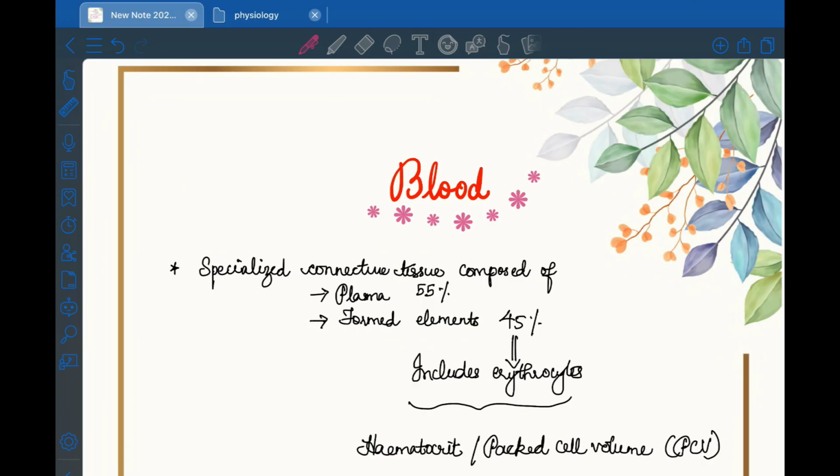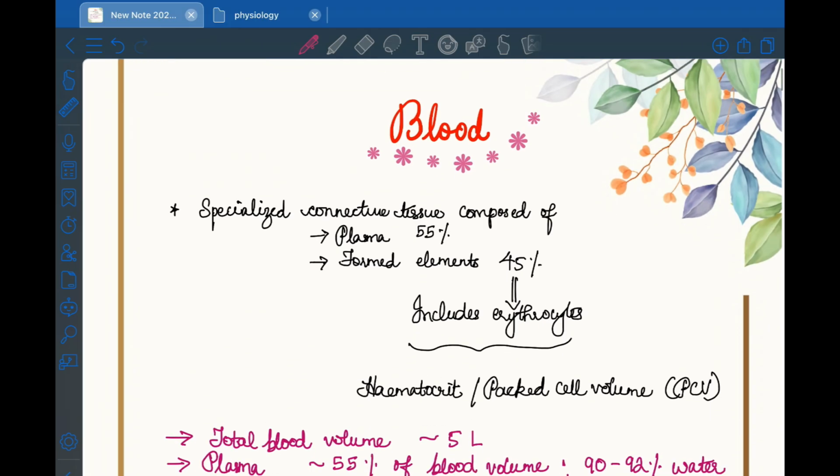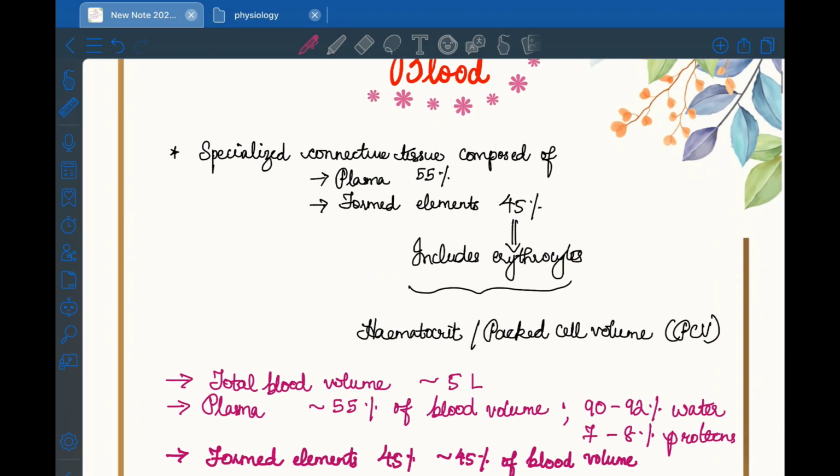Today we're going to discuss blood. Blood is a specialized connective tissue which is composed of plasma, which makes up 55% of the total volume of blood, and formed elements, which make up 45% of the total volume of blood. This 45% of the formed elements mostly constitutes the erythrocytes, that is RBCs. It also contains various other cells like WBCs, which means leukocytes, then thrombocytes, which are platelets.